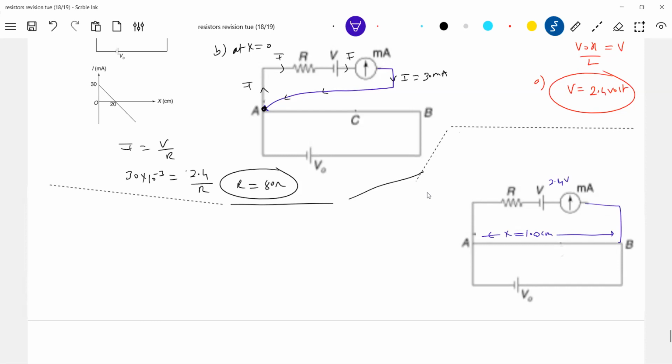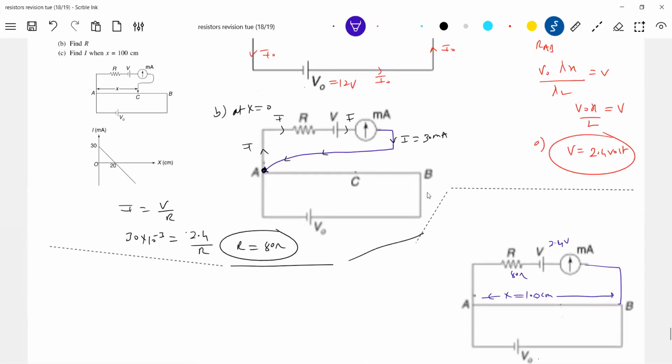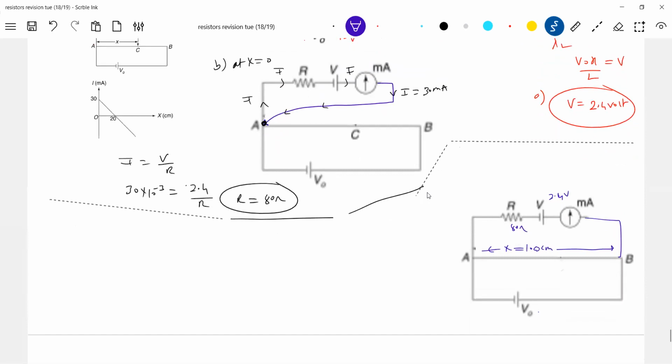What if this entire thing becomes 80 ohm? We know this value, and we know resistance of RAB also. It's like a two loop problem. It's asking, find I when x equal to 100. So I'm going to assume current here I1, this I2. Write loop equation, solve it and get expression for I1. You need not think anything very big.